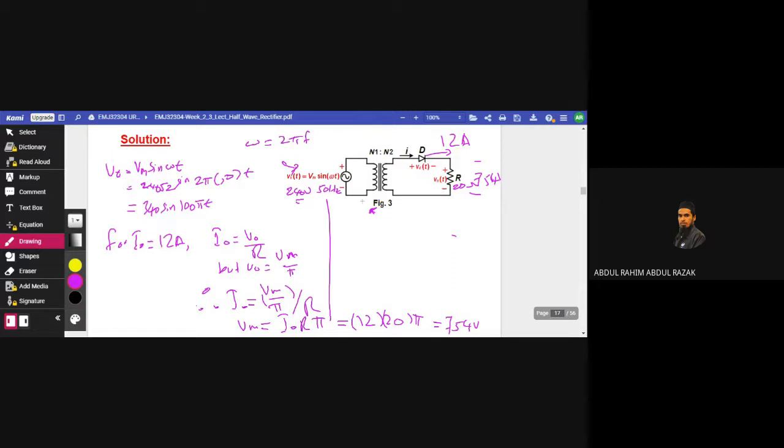Then for the transformer, whatever you put in for an ideal transformer, we assume that the transformer has no loss or minimum loss or negligible loss. Whatever you put in is the output. So P1 equal to P2, P in equal to P out, or V1 I1 is equal to V2 I2. Okay, this is a generic transformer formula. In terms of turn ratio, N1 over N2 is equal to V1 over V2.